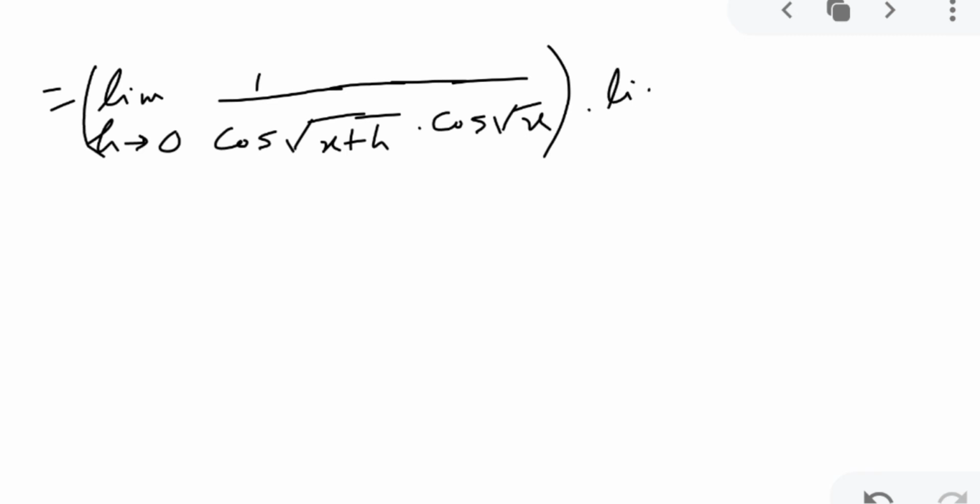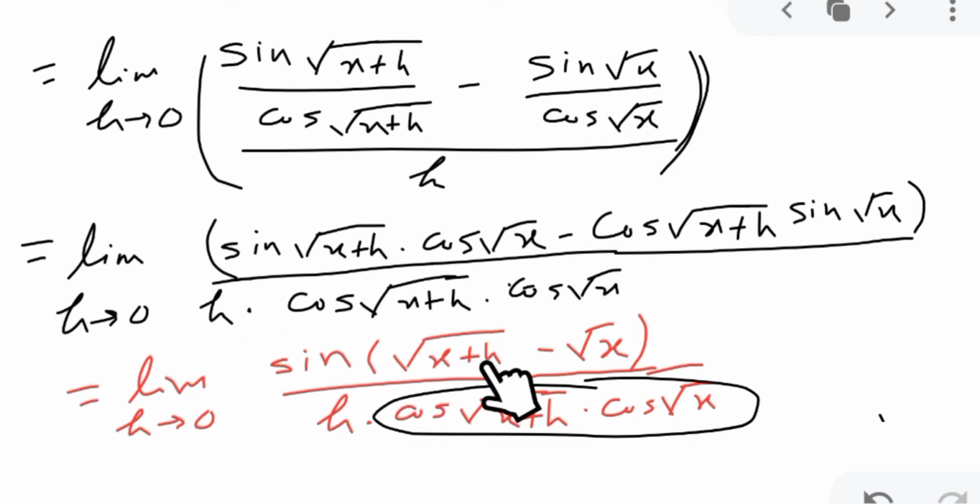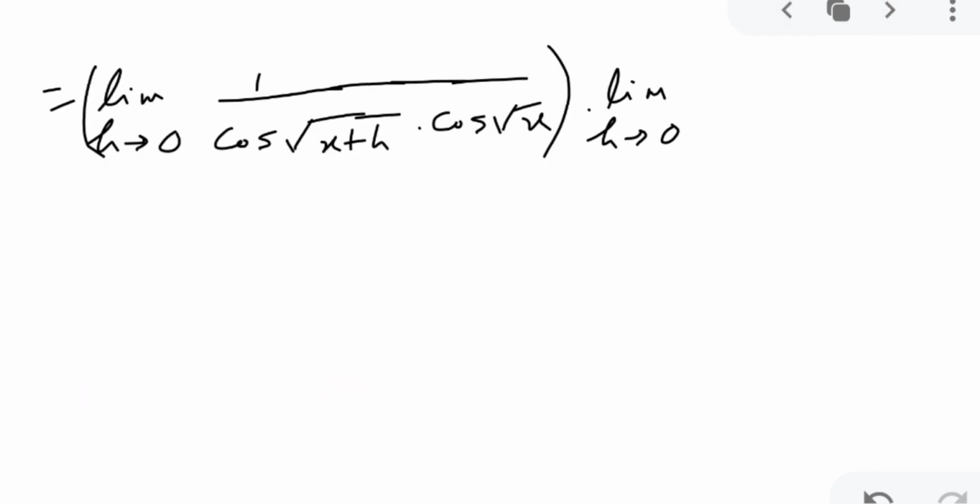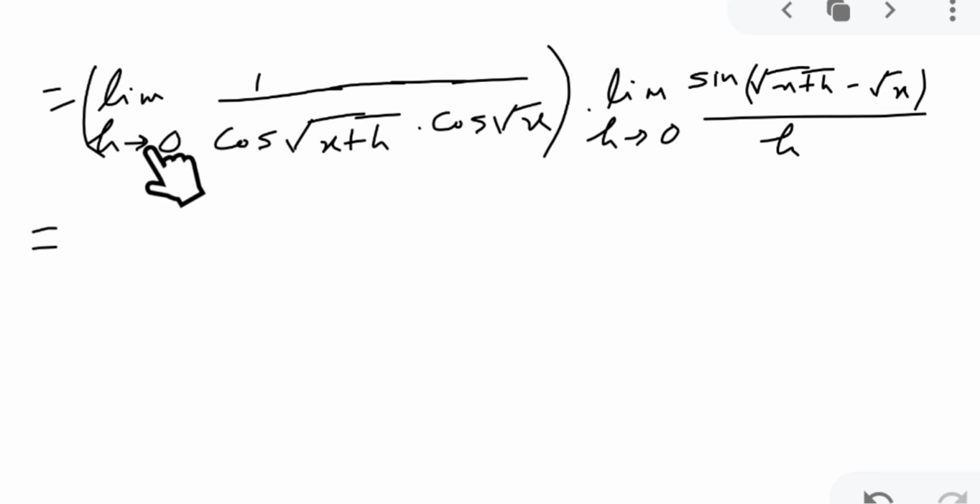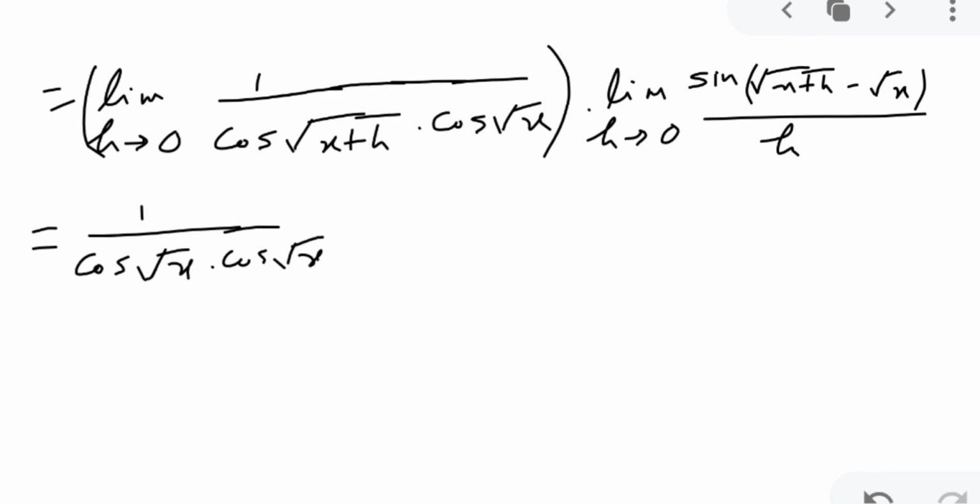Then the second one will be limit h tends to 0, sine of root over x plus h minus root x, divided by h. Now this you will get easily, so I am writing this first. If you put limit h tends to 0 here, then you will get 1 divided by cos root x into cos root x. Okay, so this is done.